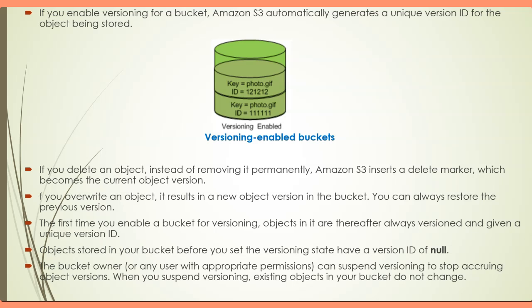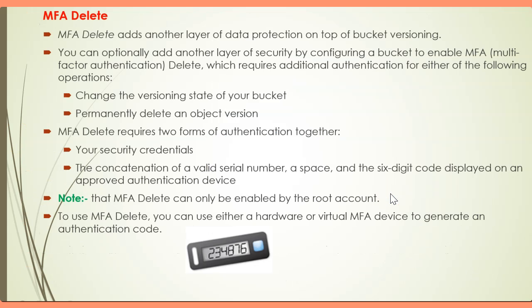The next one is MFA delete. We have a multi-factor authentication delete process in S3 as well, so you can enable MFA delete. It's another layer of security to protect your data on your bucket's versioning. You enable versioning, that's fine, you have multiple copies of your objects, but MFA provides another layer of data protection on top of versioning. You can optionally add another layer of security.